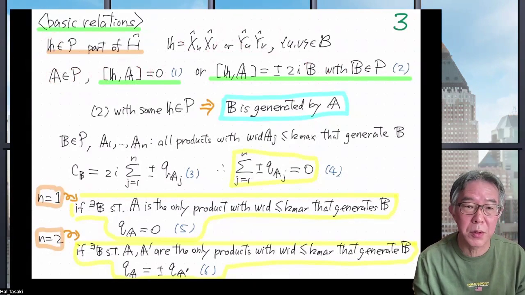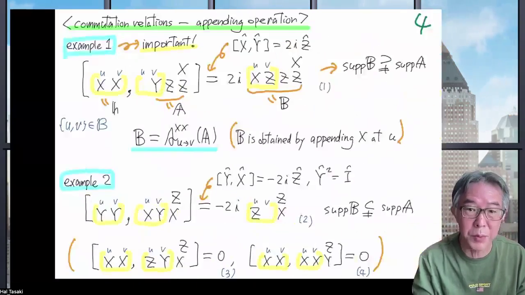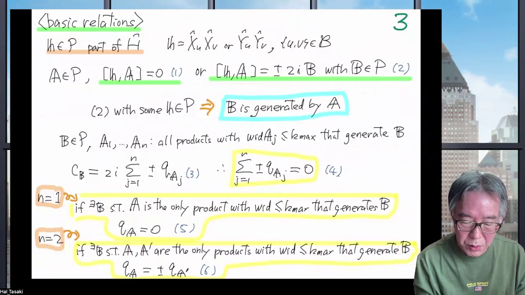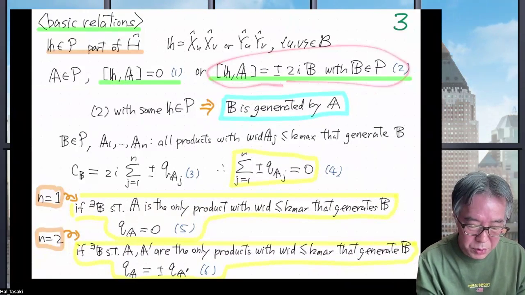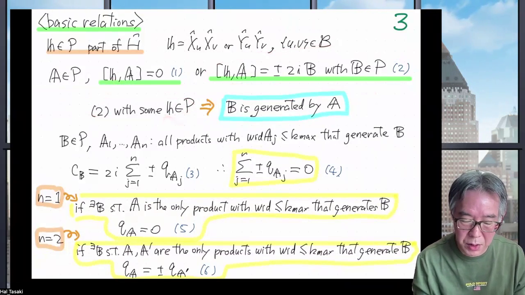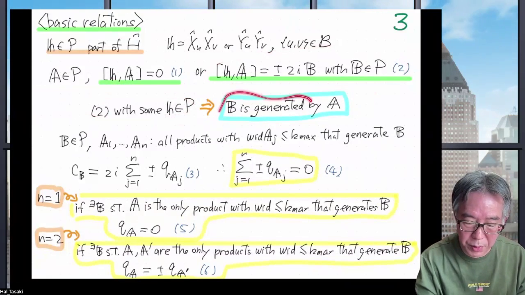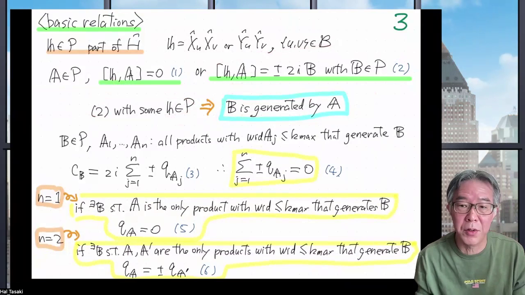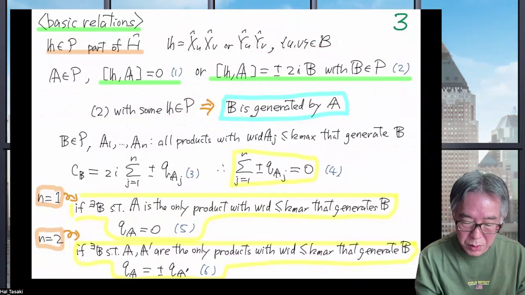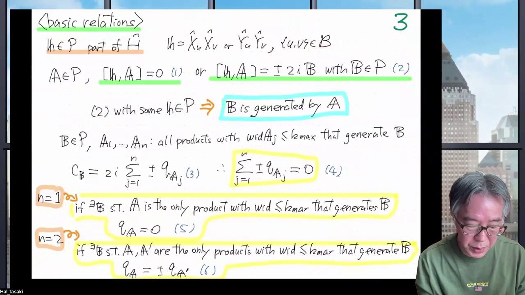B is some product. This is easy, and you will see the example soon on the next page, but anyway, believe me on this. So if this is the case with some h, a piece of the Hamiltonian H, then we say that B is generated by A. We repeatedly use this terminology in this video and also in our paper. All right, so this is the terminology, and here comes a very important basic observation.